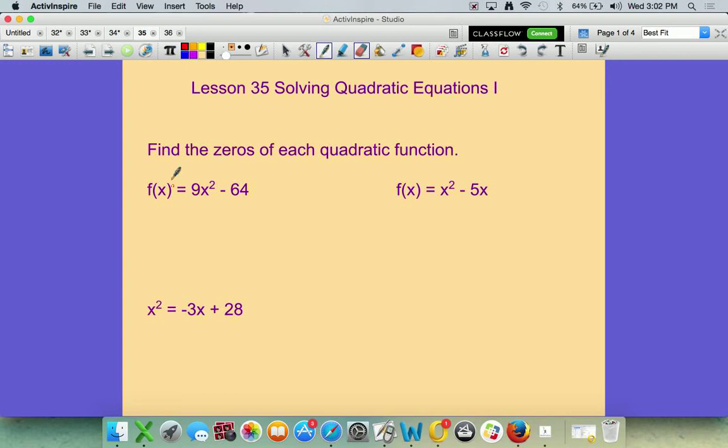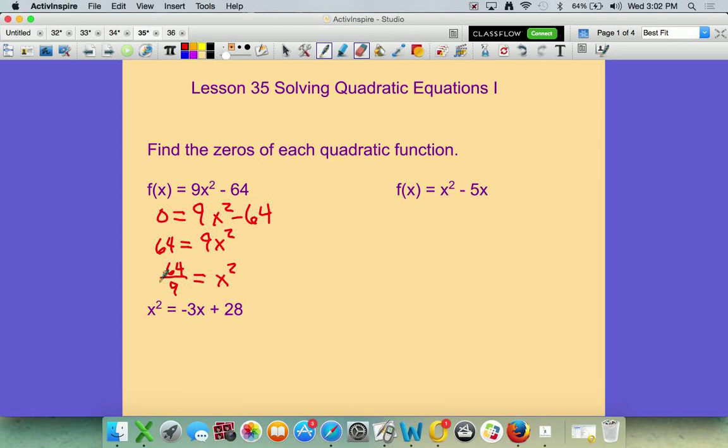If you have an f of x here or a y here, you can just put a 0 in for that and then be able to solve the equation. From here there's two different ways to do it. Most of you are going to try and get this x squared by itself. So you'd add 64 over, and then you'd divide by 9. So we would have 64 ninths equals x squared.